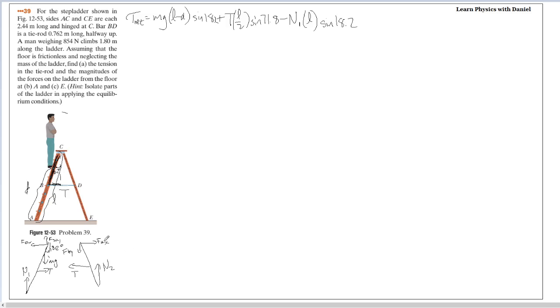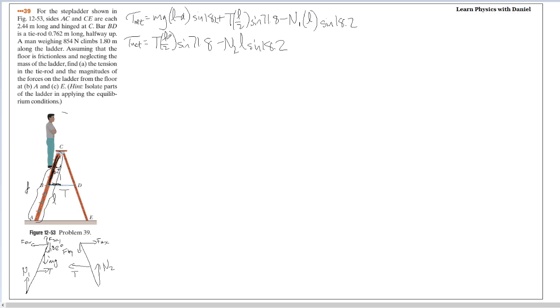Now, next we can do a torque equation for the right side of the ladder. So in this direction, we have torque net again. So we have T times L over 2 times sine 71.8. And then to balance that, we have N2. So we have N2 L sine 18.2.